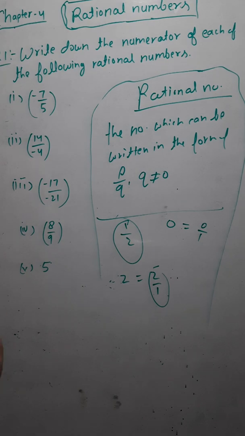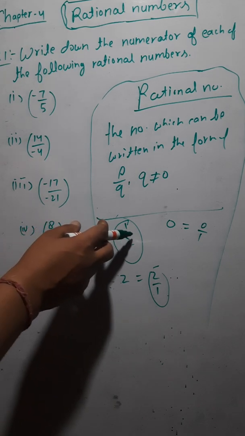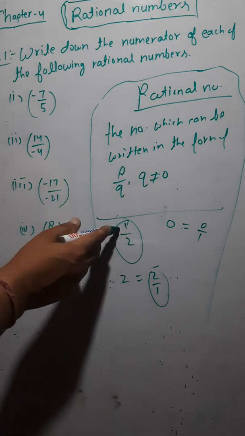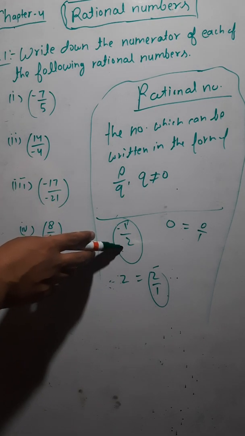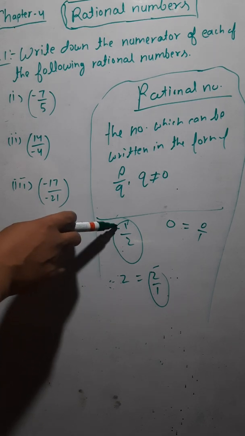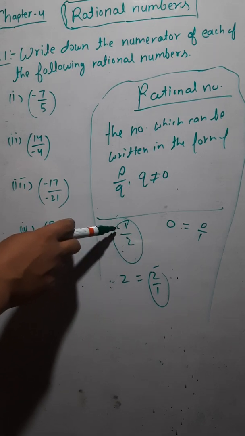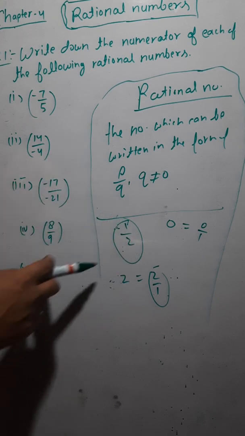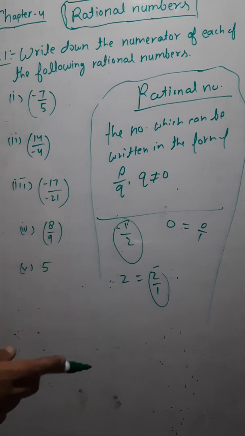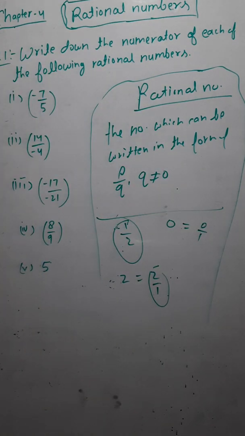All the rational numbers, or fractional numbers, have a numerator and a denominator. The up one is known as the numerator and the down one is known as the denominator. So what is the numerator of this rational number? The numerator is 1 and the denominator is 2. Are you getting this? Just note it down. After this we will be doing the questions.